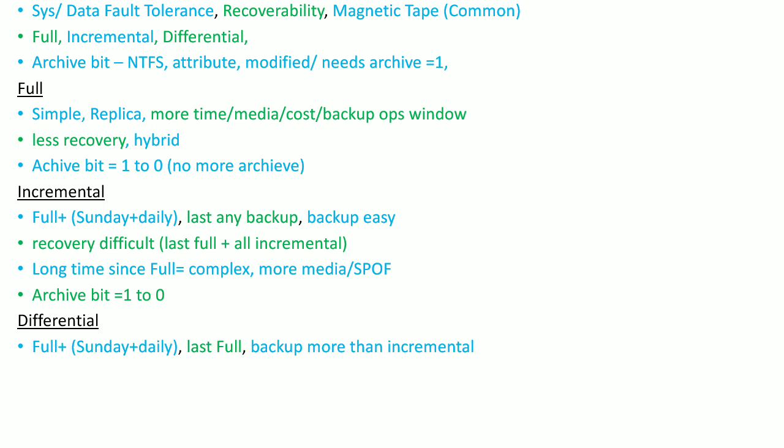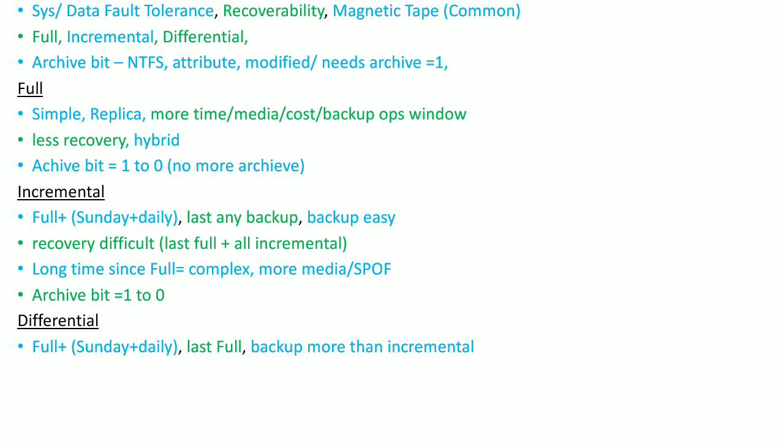Now, this differential backup is also used in combination with the full backup. For example, you are taking the full backup on Sunday, then on each other day of the week you are taking a differential backup each day. But this time the differential backup will back up more files, because it will back up all the files which are modified since the last full backup.